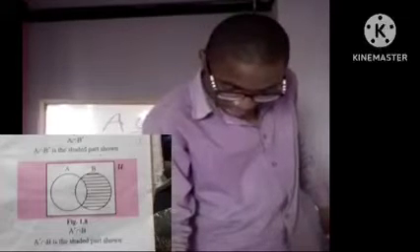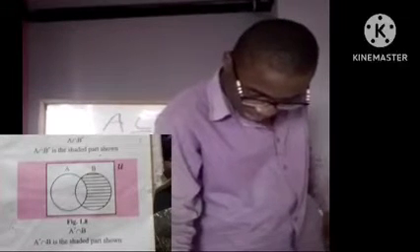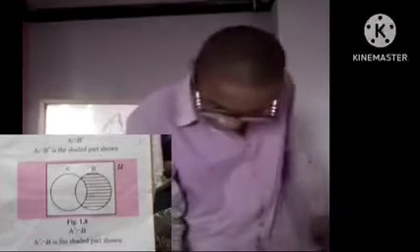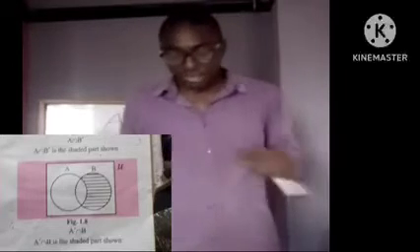Then we also have the supersets. So basically, the superset of a set is the set that contains that original set. So for example, in the previous picture, you will notice that set A is a superset of set B, while set B is a subset of set A.